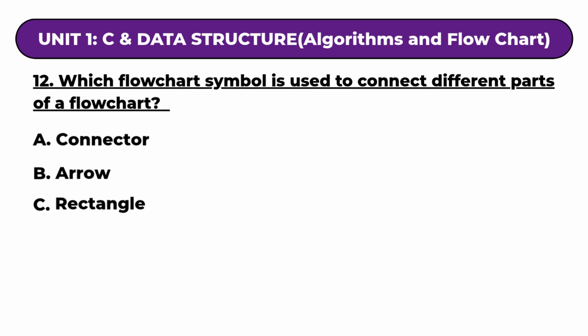Which flowchart symbol is used to connect different parts of a flowchart? A, connector. B, arrow. C, rectangle. D, oval. Correct answer? A, connector.